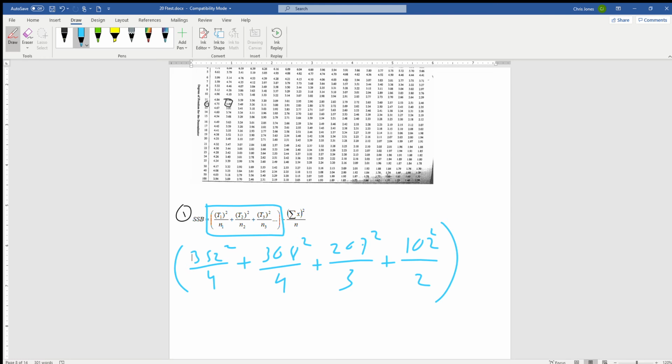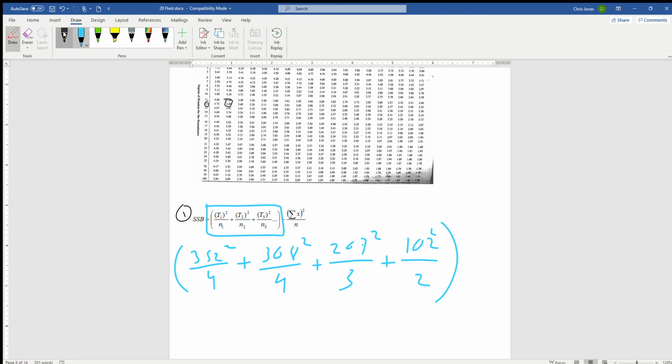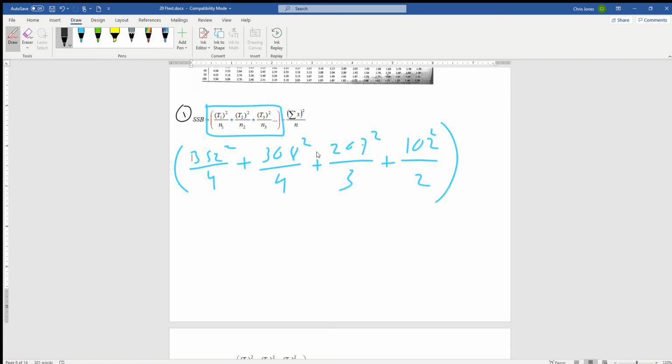Now from that, we're going to subtract the sum of all the observations, which I think was 969. We're going to square that, and then divide it by the sum of the n's, in this case, I believe 13. So let's compute each of those individually. I'm just going to add up the 352 squared over 4, etc.